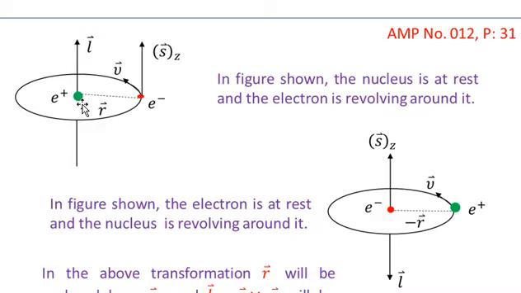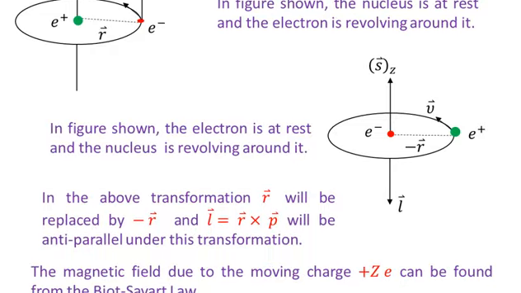So in the figure shown on the left, the nucleus is at rest and the electron is revolving around it. Now I am going to apply relativity to the case of the electron, assuming that the electron is at rest. In the second figure, you will see that the red spot is shown in the center of the loop, where the electron is located, and we are assuming that the electron is now at rest, whereas the nucleus shown in green, with charge plus e, is revolving with the same velocity v about the electron. And in that case, the direction of the orbital angular momentum is reversed, because the separation of the electron with respect to the nucleus is now represented by the vector minus r.